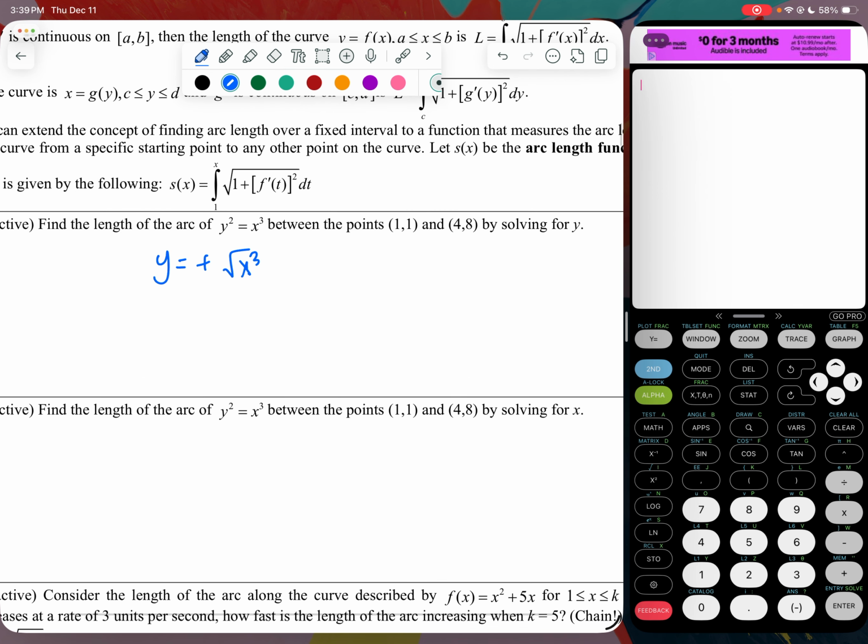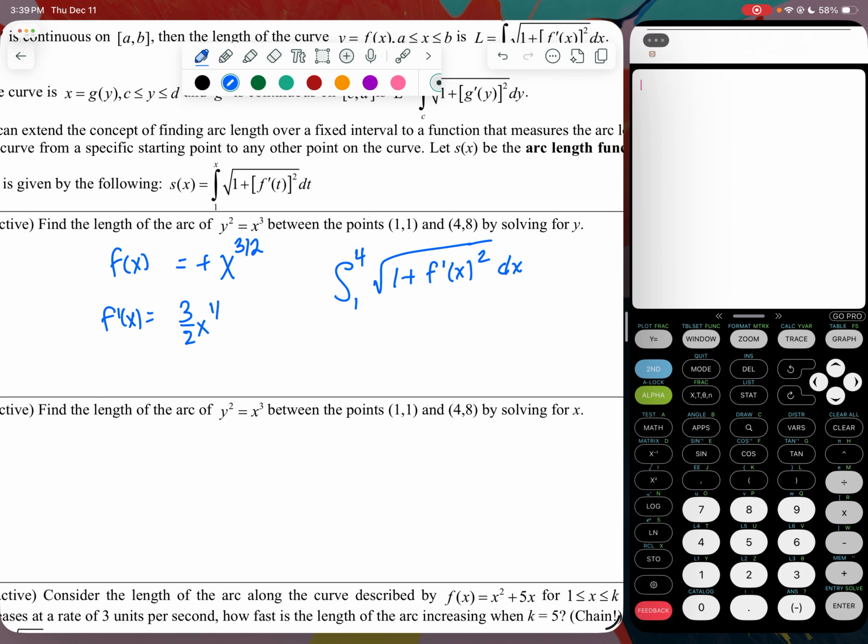So this is now saying the integral from 1 to 4 of the square root of 1 plus f prime of x squared dx. Now, if we know that this is f of x right here, which is the square root of x cubed, aka x to the 3 halves, then the derivative here is going to be 3 halves x to the 1 half. You want to put your derivative inside the function here.